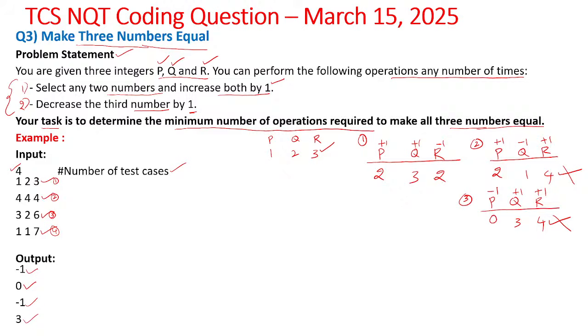So the one left is this one. Again, if you perform the same kind of operations on this, you will again have three possibilities.